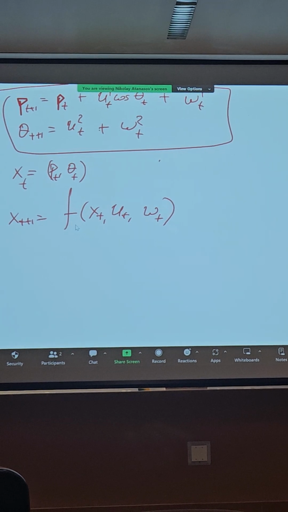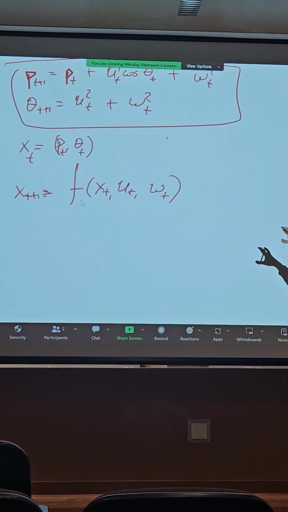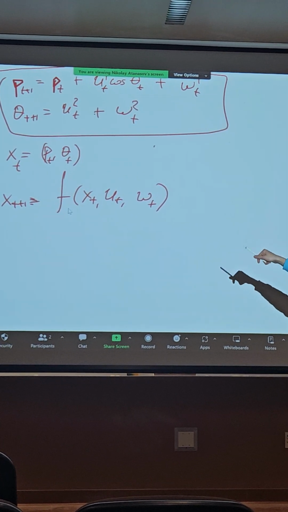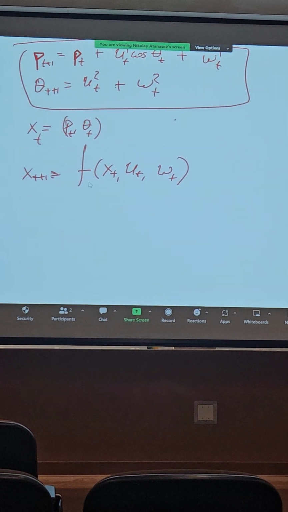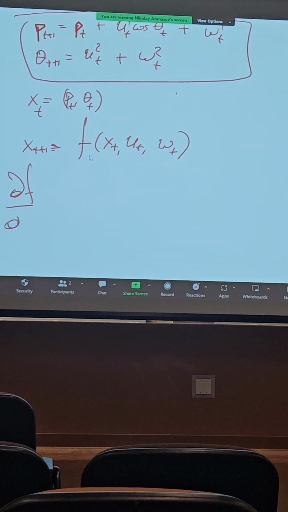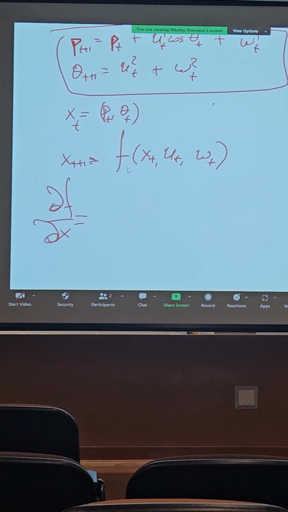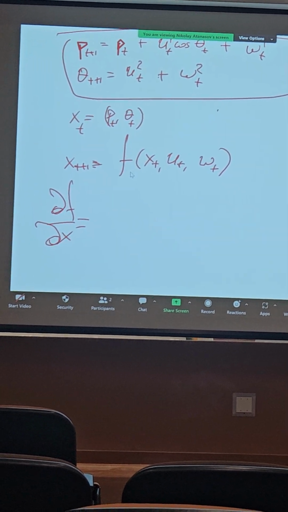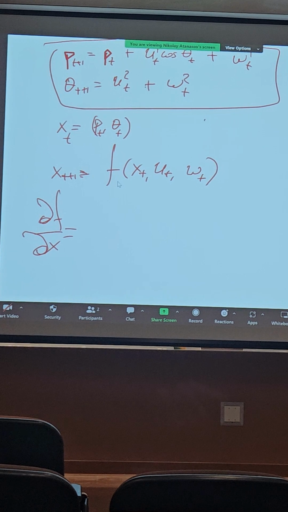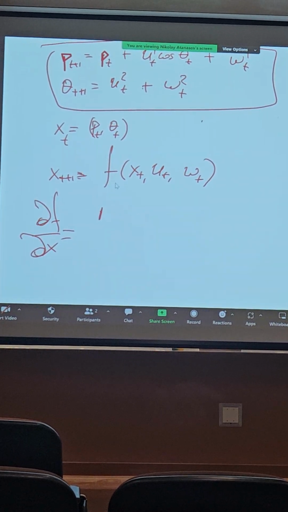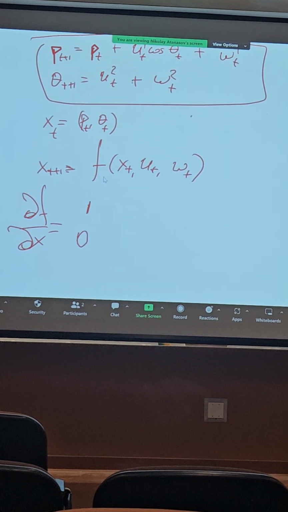Does this make sense? So I define some motion model, it's defined by these two equations. What that corresponds to is we need to find the derivative of the motion model with respect to x and with respect to w. So let's do it. What would be the derivative of f with respect to x? You guys help me. Let's do it with respect to p first. It would just be 1, right? It will be 1 in the first equation, and how about in the second? 0. And how about with respect to theta?